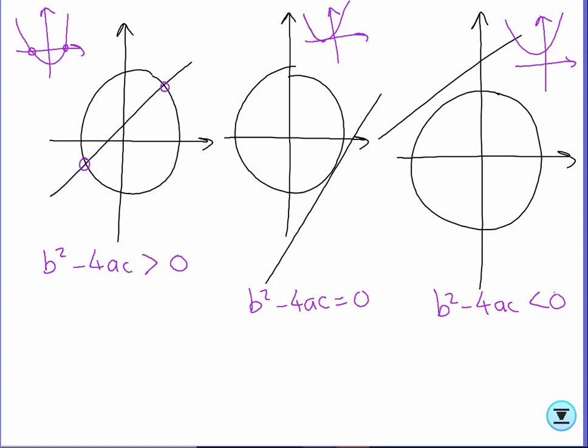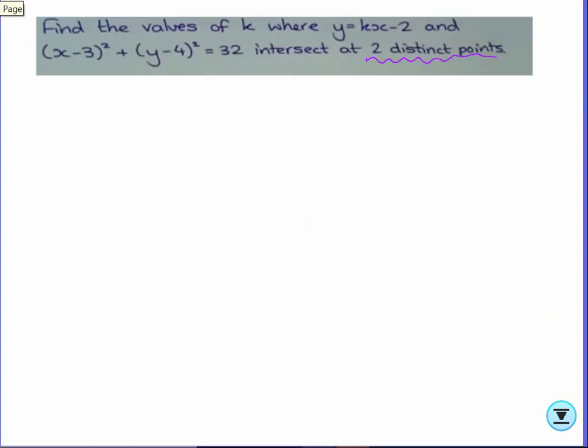Okay, so we're going to merge two topics now to make one slightly harder one. Where two graphs meet, that's simultaneous equations, and when you did that you subbed them in, so let's do that. We've got to sub this in for y. We've got x minus 3, this would be a big question guys, so brace yourself. So y is kx minus 2, but we've also got to take away a 4, so that's going to be kx minus 6.